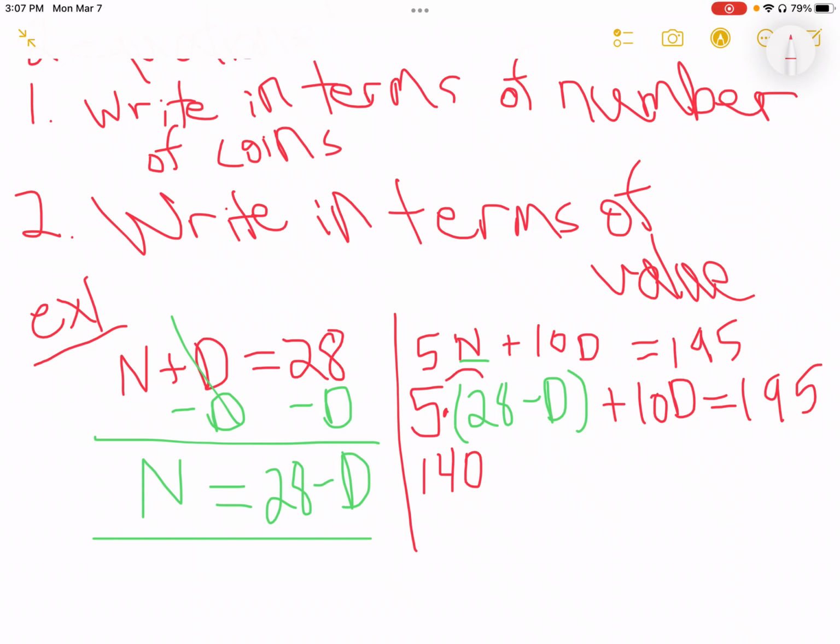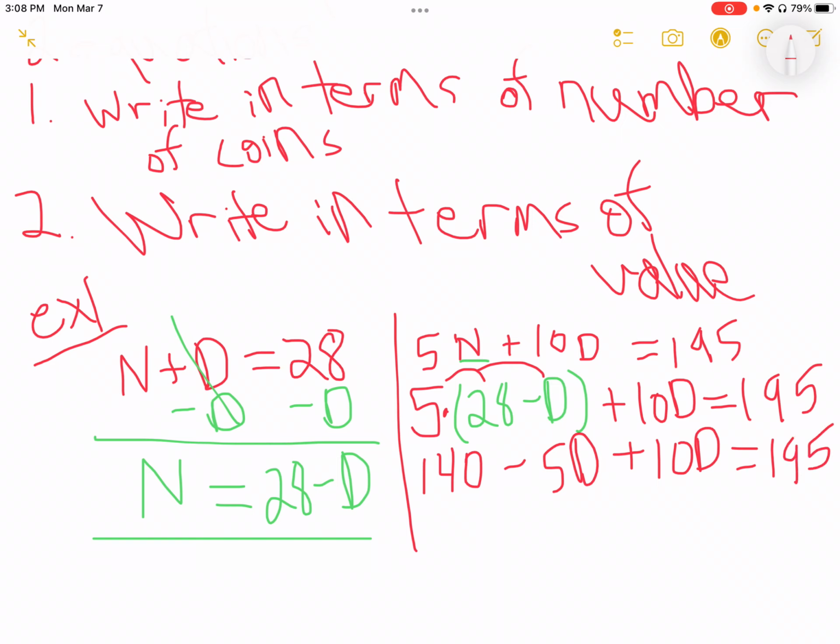And because I multiplied this by this, then I'm going to multiply it here. So 5 times minus d gives me minus 5d, and then I have plus 10d, and then I have equals 195 still.